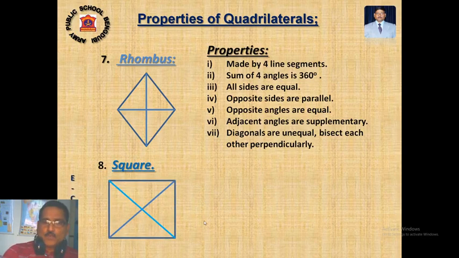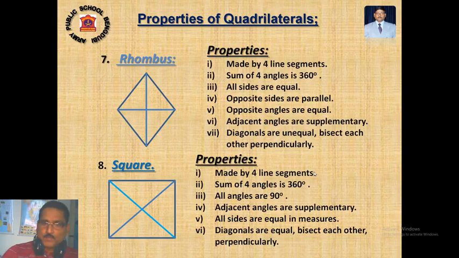Okay, square. A rhombus will be a square when one of its angles is 90 degrees. Okay, that means in square all properties of rhombus are there. Okay, what are the features? Made by 4 line segments.